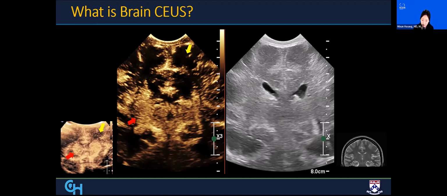And sometimes on grayscale, this is not as evident as you can see on the right side. You are not sure if this is due to technique or the window settings or the probe itself, and it can be very challenging sometimes. In these cases, the perfusion patterns and alterations of that can inform you and enhance the diagnostic accuracy.